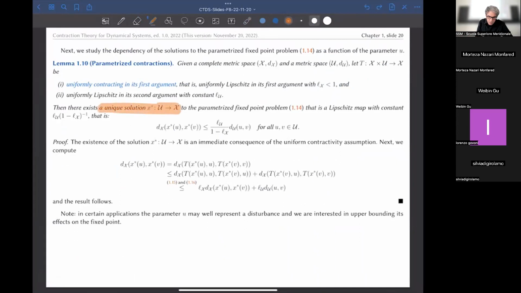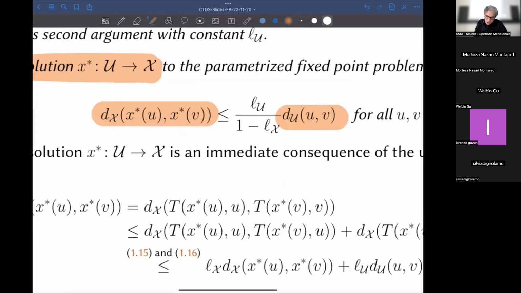But the solution is not a point now. The solution is a map. And moreover, this map is Lipschitz. Surprise, surprise. Well, I've said the word Lipschitz 35 times already in the last hour and a half, so it should not be a surprise. So in other words, if you change the input from U to V, you measure the distance from U to V, then that gives you also an upper bound on how much the fixed point varies.